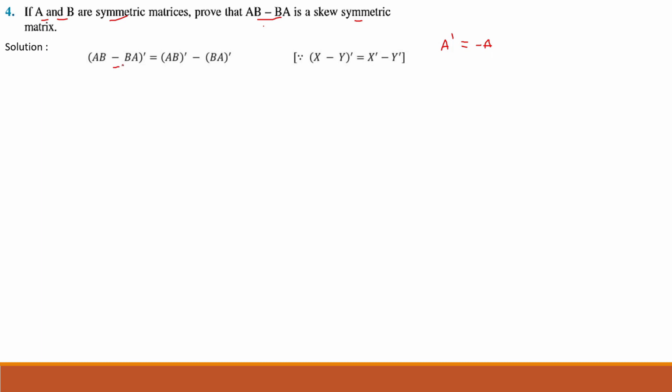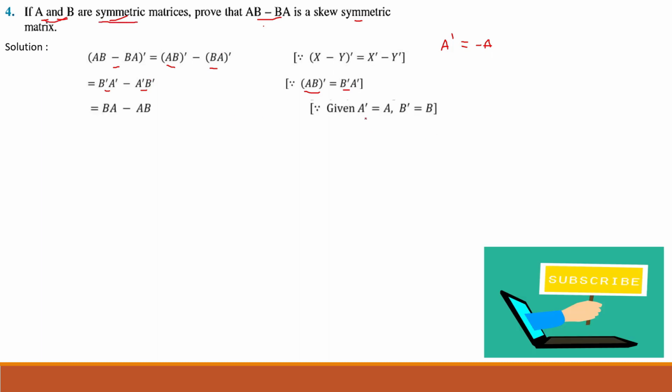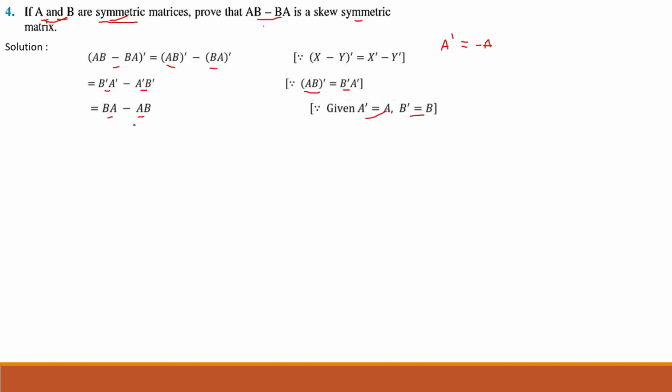तो हम इसका ट्रांसपोज करेंगे, which is AB minus BA the whole transpose is equals to AB transpose minus BA transpose. And we know that from the property that A into B the whole transpose is equals to B transpose into A transpose. Same for this also, it will be A dash into B dash, and we have given that AB are symmetric matrices. That means A dash is equals to A and B dash is equals to B. So therefore this equation becomes BA minus AB, and taking out the negative sign out, AB पॉजिटिव हो जाएगा and BA नेगेटिव हो जाएगा. तो अब यहाँ पे सेम मैट्रिक्स है.